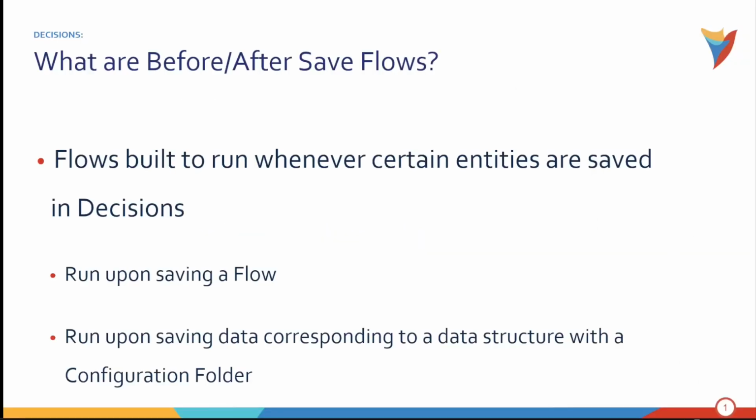So what are before and after save flows? Essentially, these are flows that you can build that will run or be triggered to run whenever different entities in Decisions are being saved. There are really two main things that will trigger these before and after save flows. You can set them up to be run after saving a flow. So when you're building a flow in Decisions, as soon as you save it, then it can run these flows. Or you can have it run upon saving data into a data structure through the configuration folder.